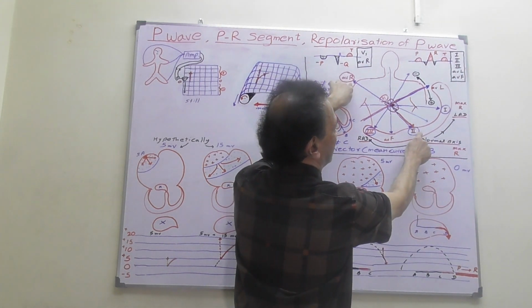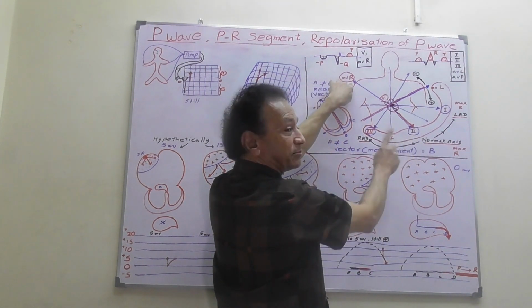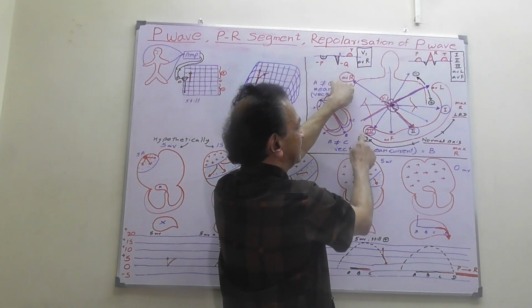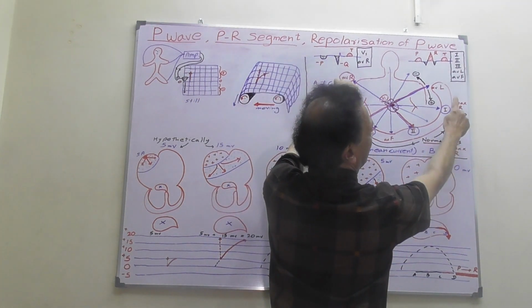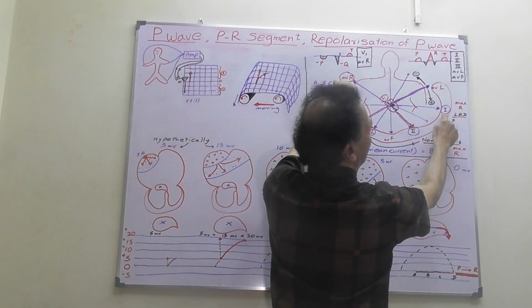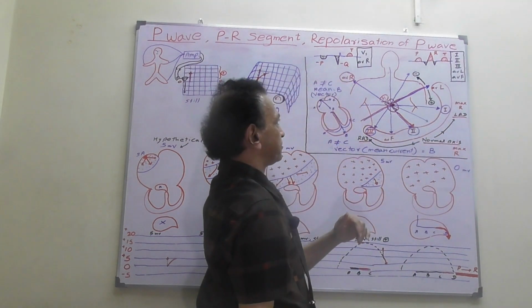If the maximum height of the R wave is in lead 2, that is the normal axis. If the maximum height of the R wave is in lead 3, that is right axis deviation. If the maximum height of the R wave is in lead 1, then that is left axis deviation.